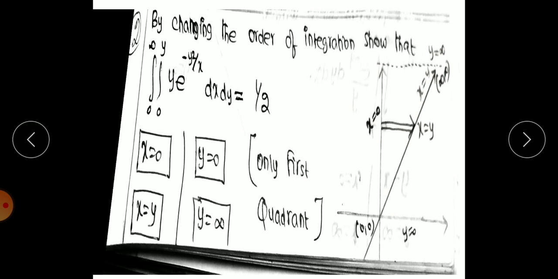Now x is equal to y up to infinity, because they have given the changing of order, showing infinity; they have given 0 to y. Another one is dx from 0 to y and the dy limit is 0 to infinity. See, that's what we have given as infinity. So x is equal to 0, x is equal to y, and y equal to 0, y equal to infinity. This also comes under the first quadrant.